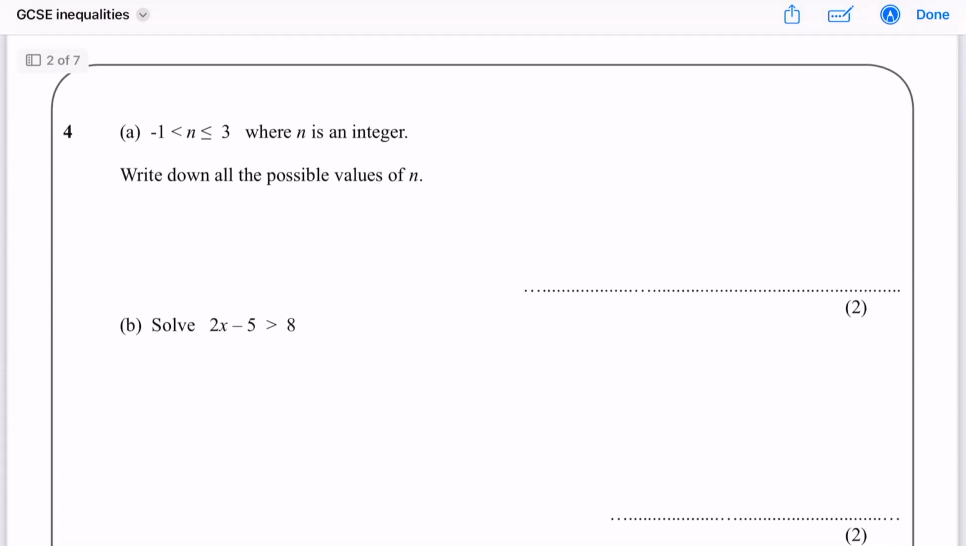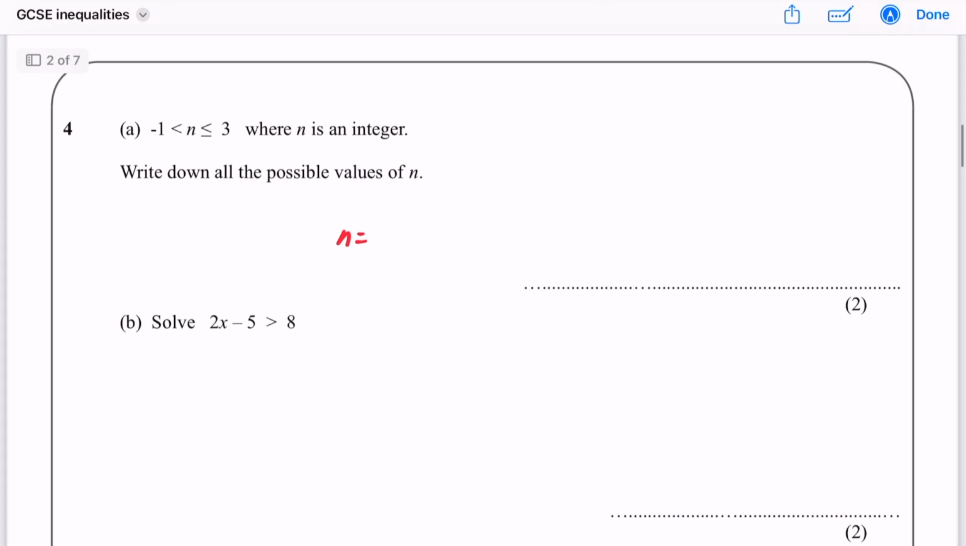Question 4. n is greater than minus 1, n is less than or equal to 3, n is an integer. We need to write down all the possible values. Well, again, it's very similar to the questions that we have done. n could equal, actually, n cannot equal minus 1 because it's supposed to be greater than minus 1. So n can equal 0, 1, 2, 3.